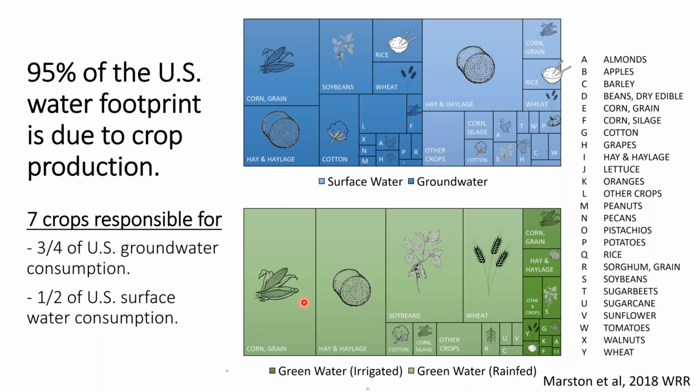I've been mentioning how much of the U.S. economy's water use is for crop production. This is putting a precise number to it: 95% of the U.S. water footprint is due to crop production. This is, again, for the economic production. It doesn't include domestic water use and the like. Now, I will say of that 95%, about 85% of that total is just for green water.